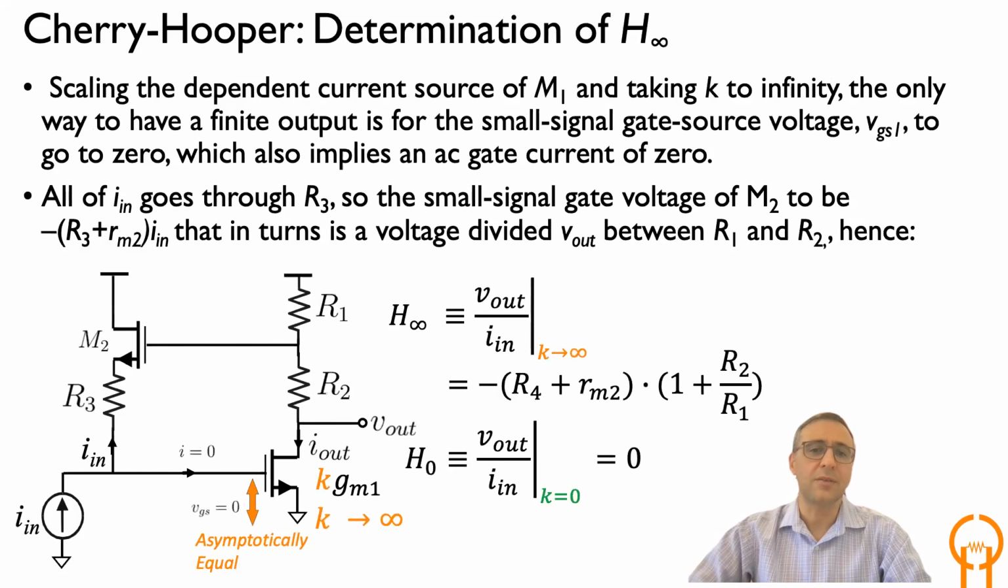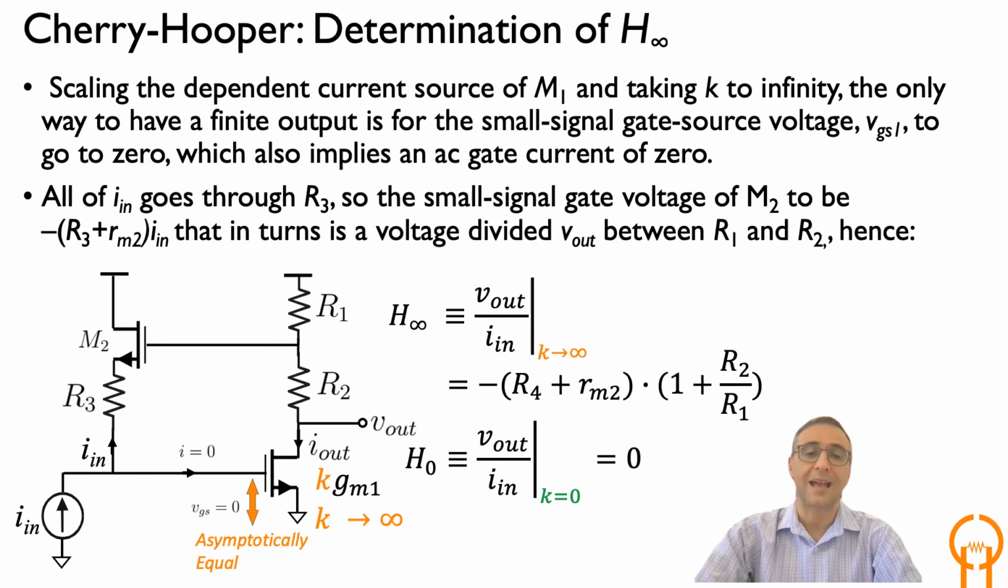So let's look at this one step at a time. Let's start again, as always, we first start with the H infinity. To determine that, we will use the dependent current source in the pi model of M1 and scale it by factor K. Now if we scale it by K and take K to infinity, the only way you can have finite output, and this is negative feedback, is by the product of K GM1 and VGS1 being 0, which basically means that as K goes to infinity, VGS has to be 0.